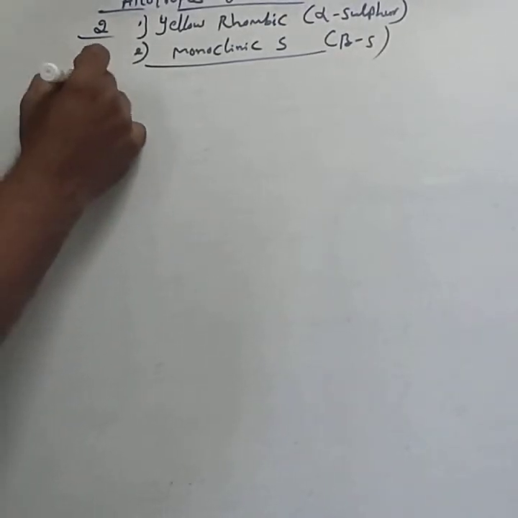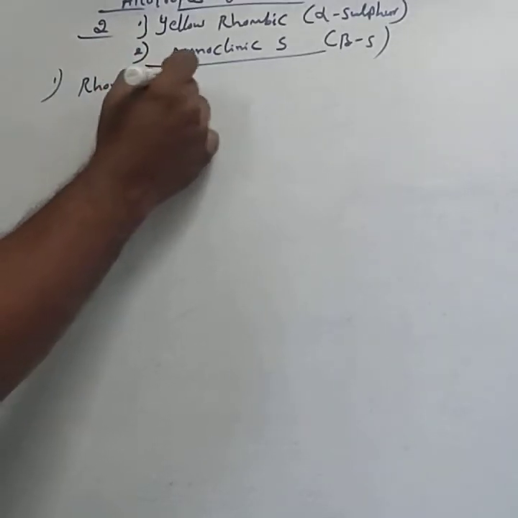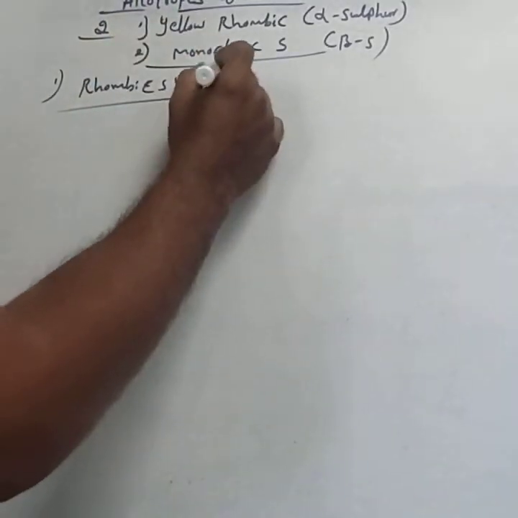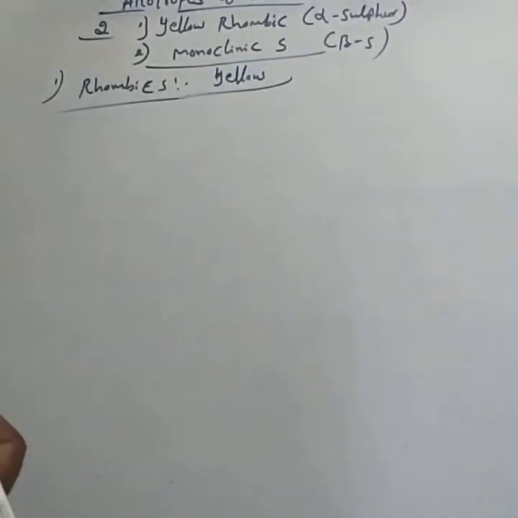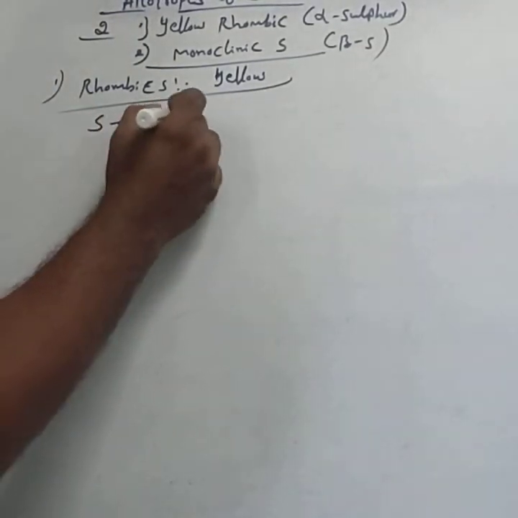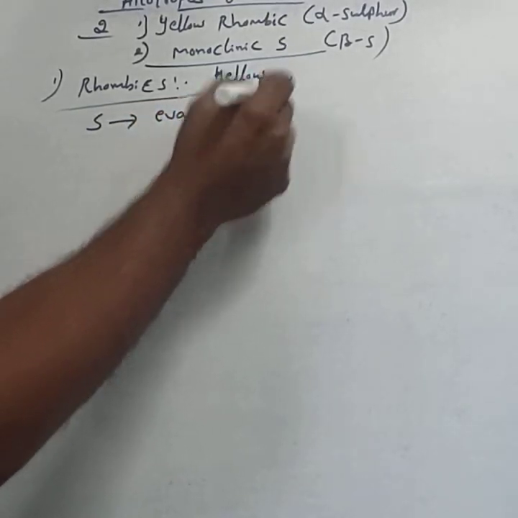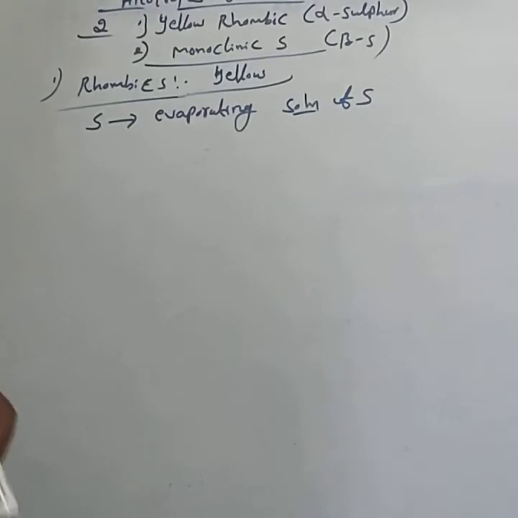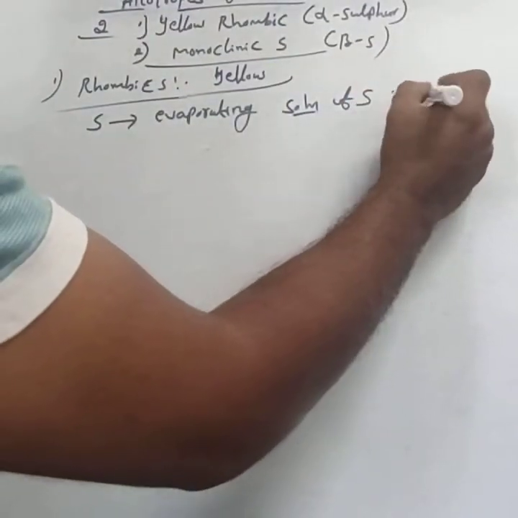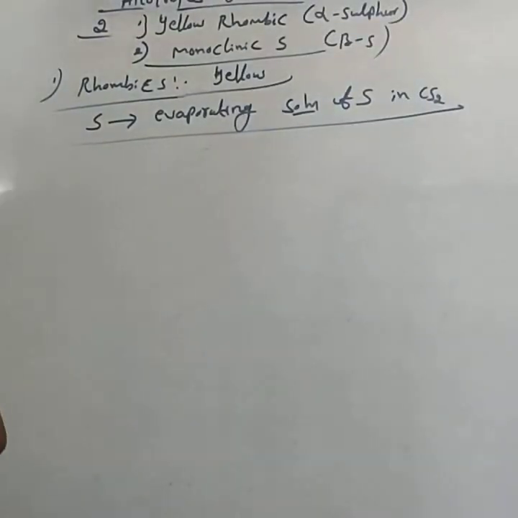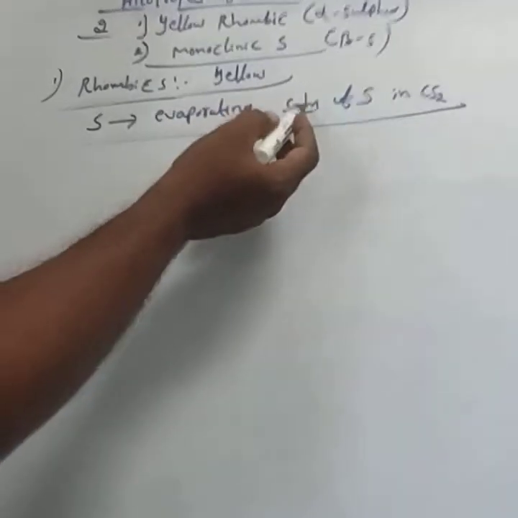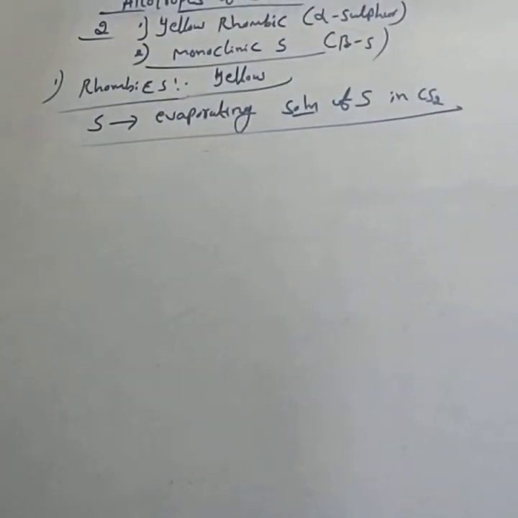First, consider the rhombic sulfur. That rhombic sulfur is an allotrope of sulfur which is yellow in color. It is obtained by evaporating the solution of sulfur in carbon disulfide. This is the preparation. Rhombic sulfur is obtained by evaporating the solution of sulfur in carbon disulfide.